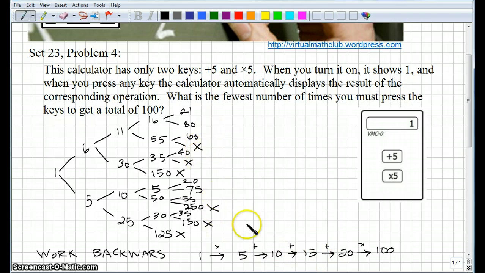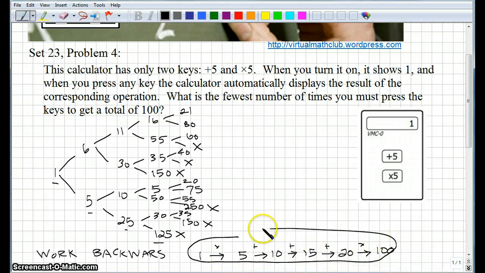If you do it this way, or you could see by working forward, we might be tempted to start multiplying by 5, because that's going to get you there the quickest. But here's the path where we multiply by 5. We multiply and multiply, and all of a sudden you're over. So you can see that's not going to work. But when we work backwards, we get this path here, which, if we look at that, we multiplied, add, add, add, multiply, so that's 5 keystrokes that we did. So the answer is 5.